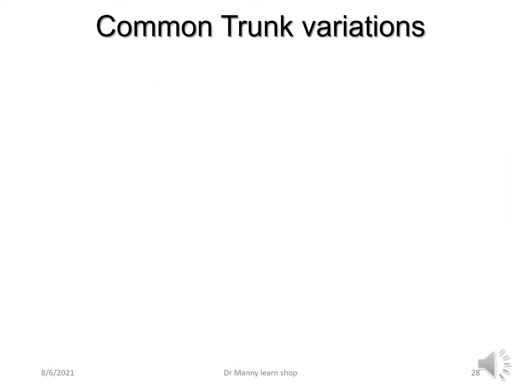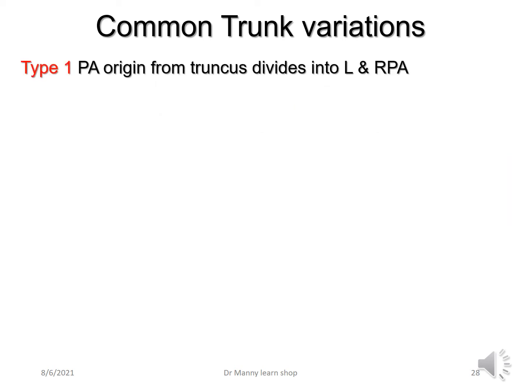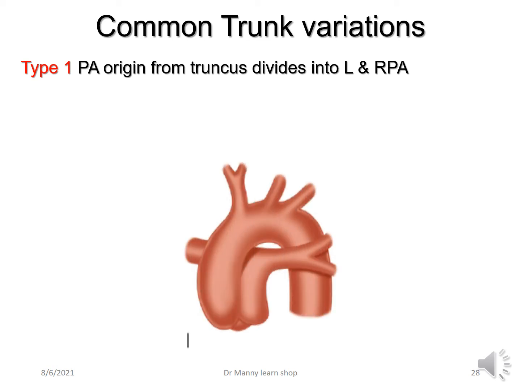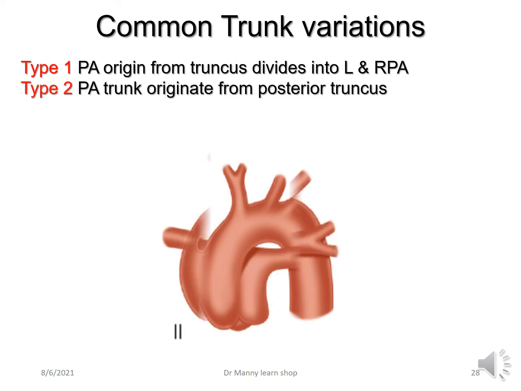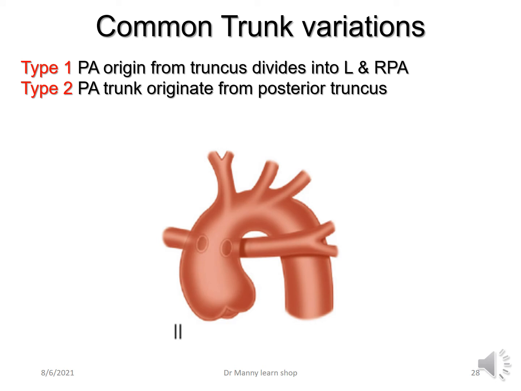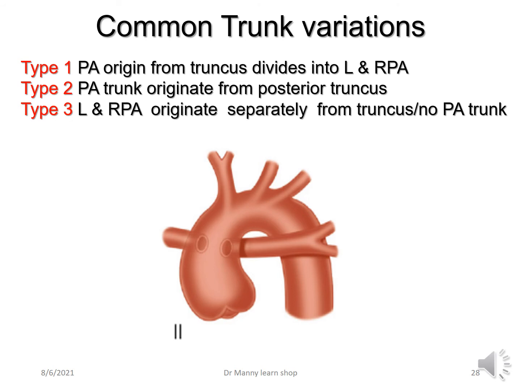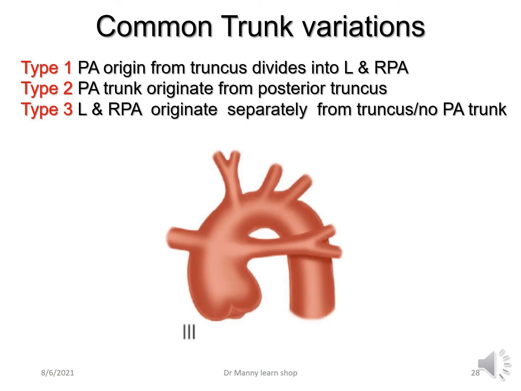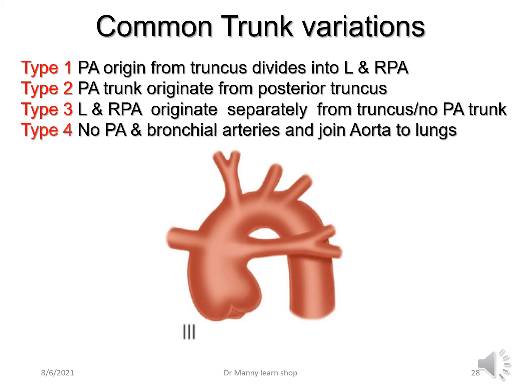So if we look at it individually, in type 1, the pulmonary artery originates from the truncus and divides into the left and right pulmonary artery. In type 2, the pulmonary artery trunk originates from the posterior truncus. In type 3, the left pulmonary artery and the right pulmonary artery originate separately from the truncus, but there's no pulmonary trunk. In type 4, there's no pulmonary artery, and the bronchial arteries join the aorta to the lungs.